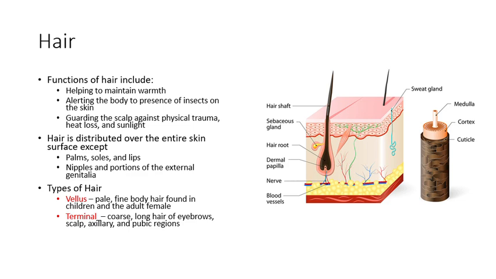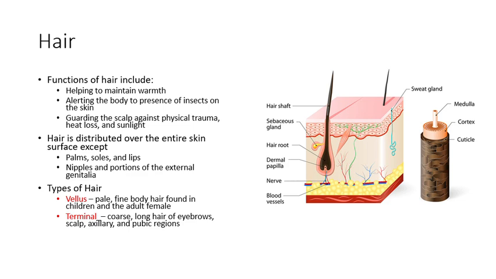Next, we're going to be looking at hair. We're just going to look at the very basics. So the functions of hair are to maintain warmth, alert the body to an insect being on the skin, and help prevent physical trauma. It also keeps heat in, and it helps protect against sunlight or UV rays. Hair is distributed all over the skin except in a couple of places. It's not on the palms or the soles or the lips, so we never find it where there is thick skin. It's also not in the nipples or portions of the external genitalia.